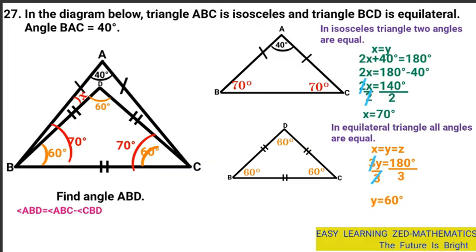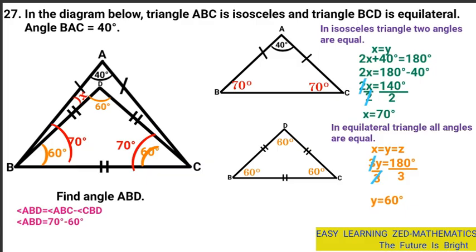Okay, so now let's come to finding the values. So what is the value of angle ABD? We don't know, and that's what we want to find. So we're going to write ABD. Then what's the value of angle ABC? Angle ABC is equal to 70 degrees. Then minus, so what is angle CBD? CBD, that is 60 degrees.